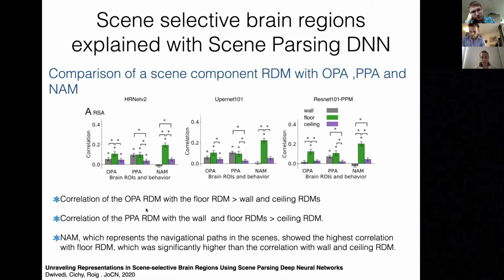PPA is usually thought to be more about the structure of the scene, what kind of scene it is. So the fact that the wall is also encoded there could be because of the structure, but also because of the textures and so on, that give you this kind of information, okay? And for the behavioral, I already told you.